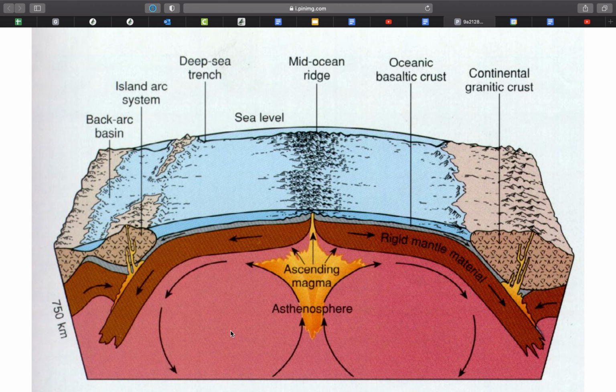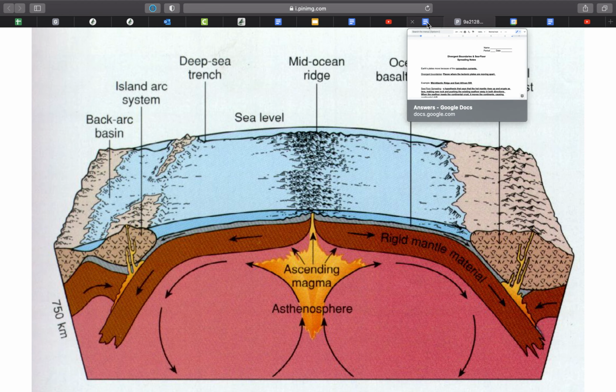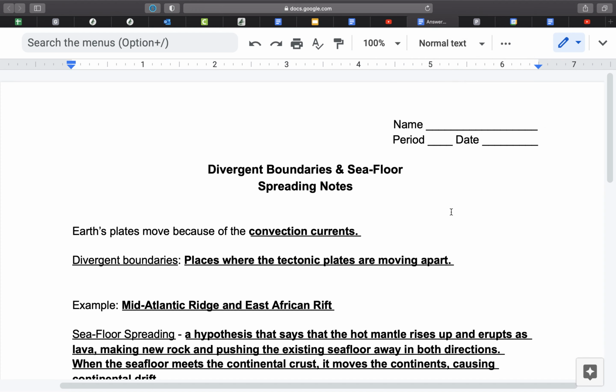And you can see those in the picture right down here and right down here, causing the plates above them to move. So Earth's plates move because of that convection current. Just a quick review of that important idea for plate tectonics.